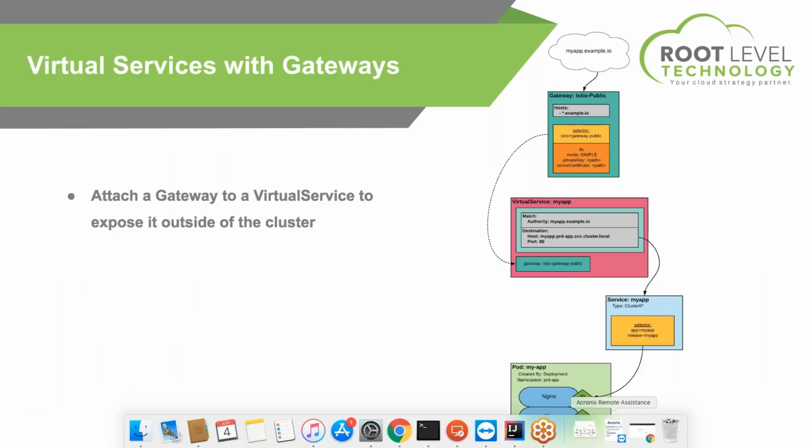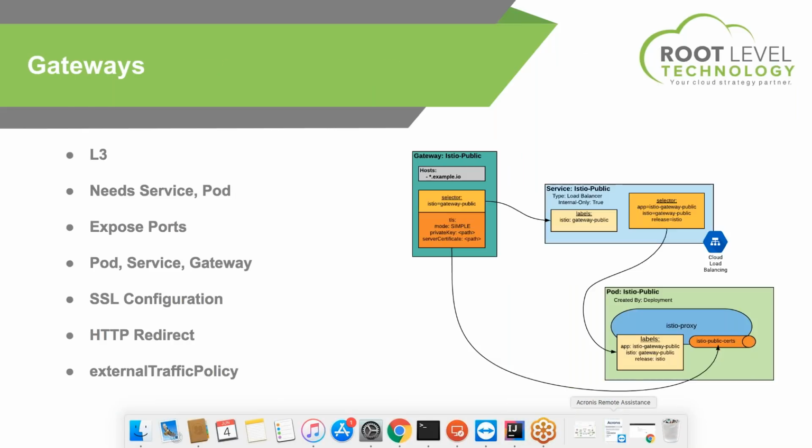All right, so next is virtual services and gateways. Gateways are, rather than being your layer 7, more your layer 3. They're pretty basic what you're going to set up. You're going to specify some information about what ports you want to expose. When you do set up a gateway, there's an associated service and there's an associated pod. So those will get created automatically by the chart for you.